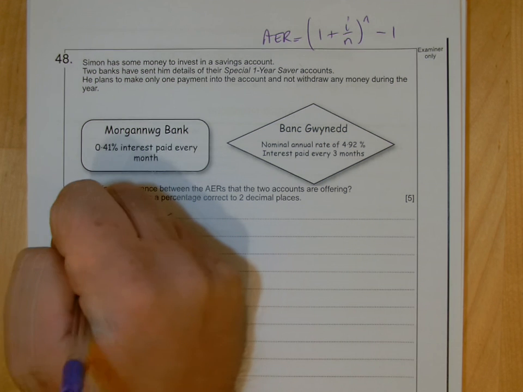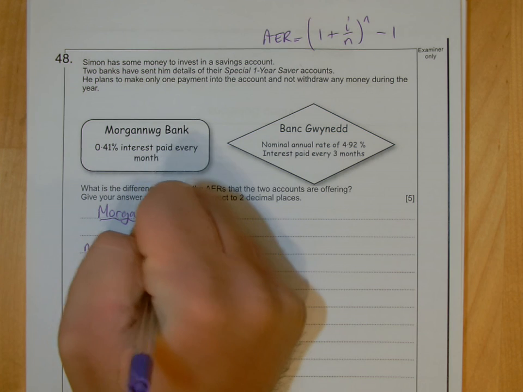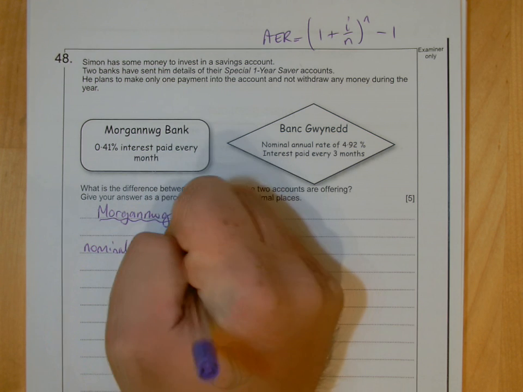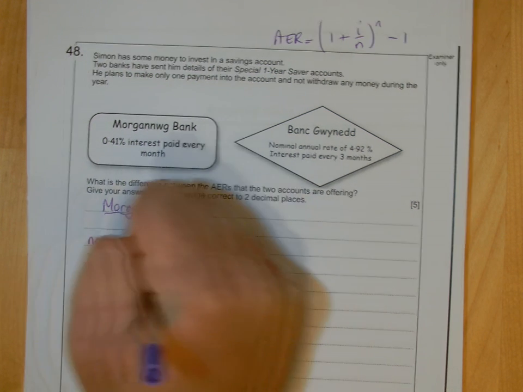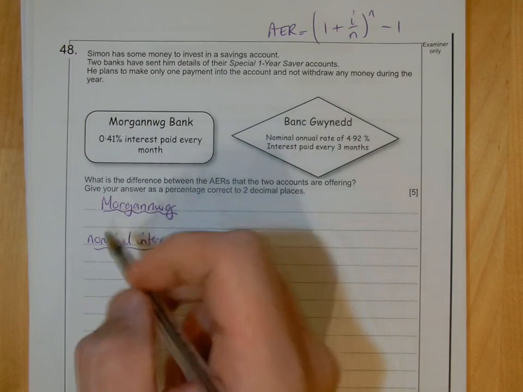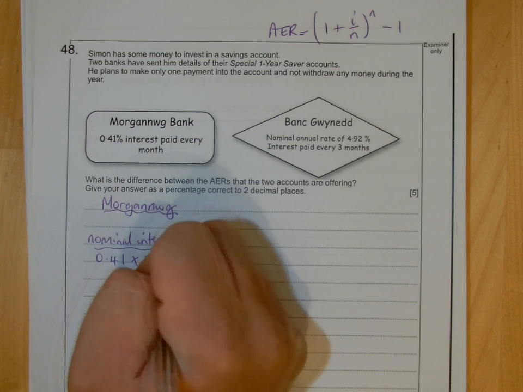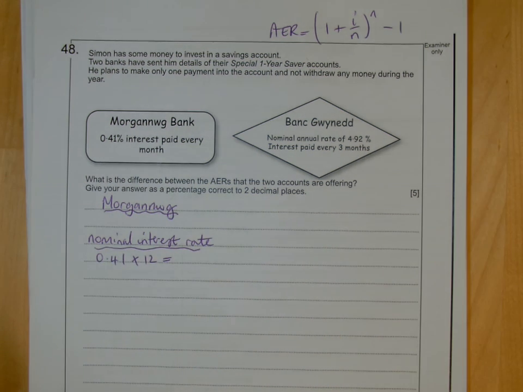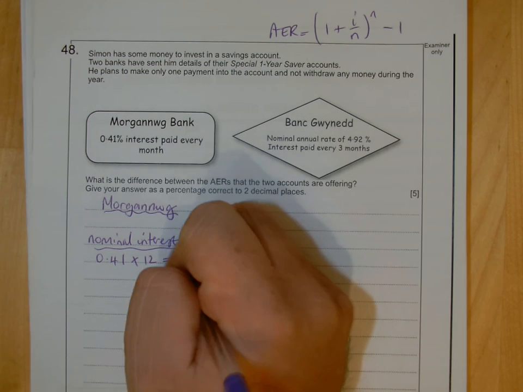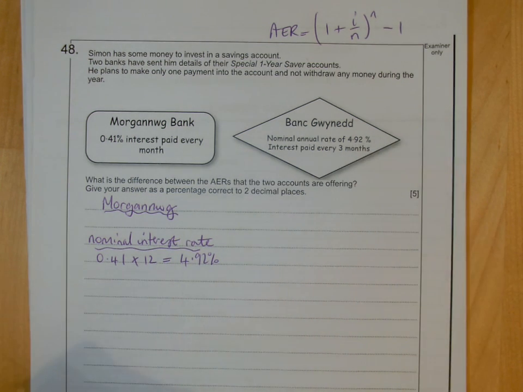So to get the nominal interest rate, we need to sort of work it backwards here and appreciate that the interest rate has been spread over every month for the year. So then, of course, you're going to times that by 12 to work out what the interest rate is over the whole course of the year. If I do that, I actually get 4.92%, which is exactly the same as Bank Gwynedd there.